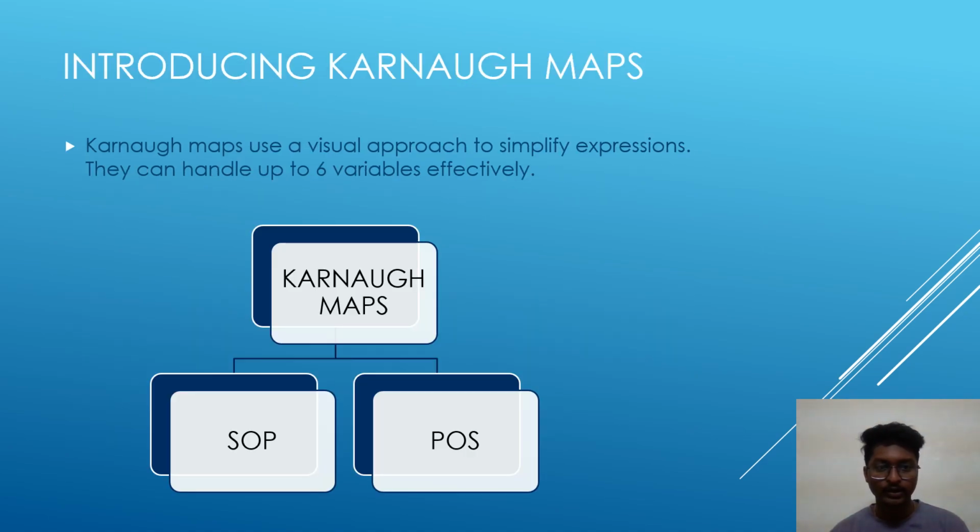Introduction to K-maps. K-maps use a visual approach to simplify expressions. They can handle up to 6 variables efficiently. They can be categorized into SOP and POS. SOP stands for sum of products and POS stands for product of sums. These are the two forms in which K-maps can be expressed.